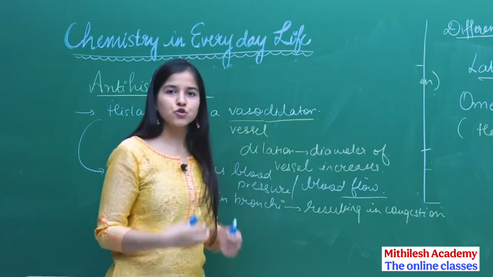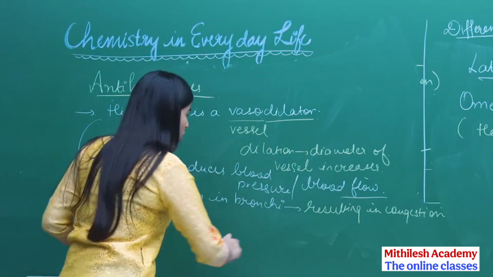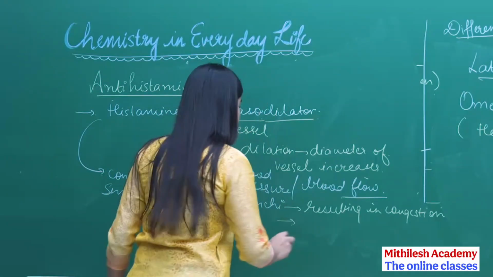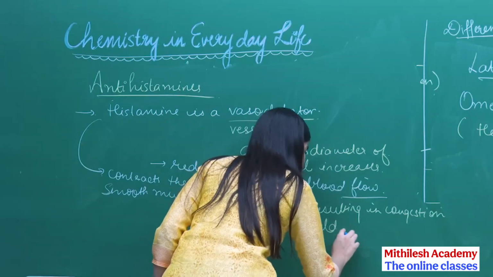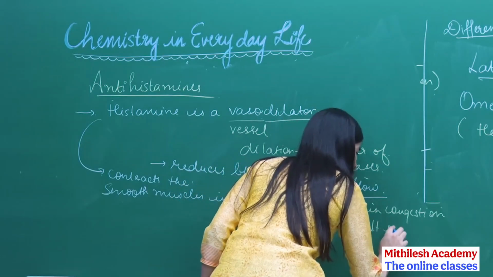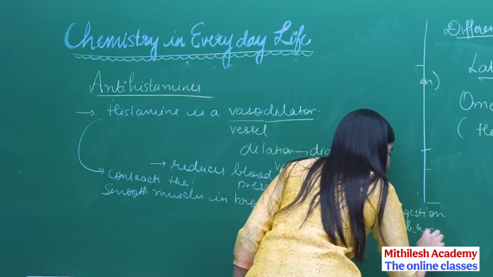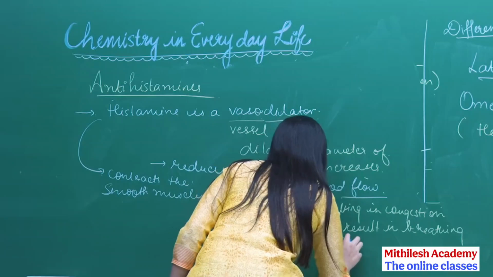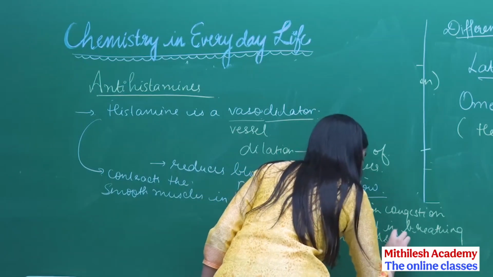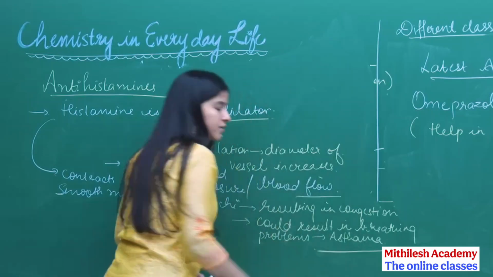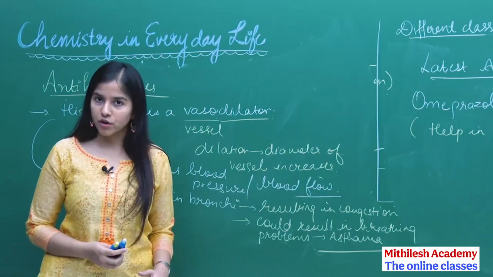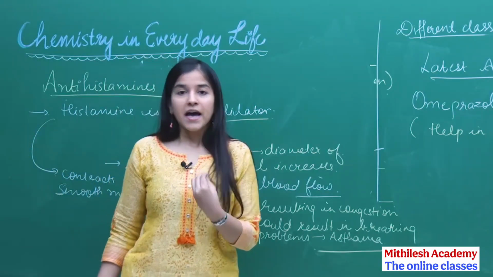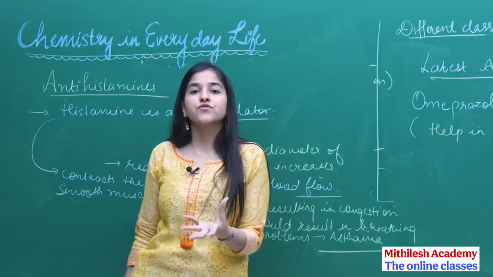Resulting in chest congestion, so much cough, so many problems, and in severe cases it could result in asthma. So it could result in breathing problems, conditions like asthma. So that is what histamines are doing within our bodies. They are actually contracting the muscles within our bronchi and then leading to so much cough. That is what is known as allergy.